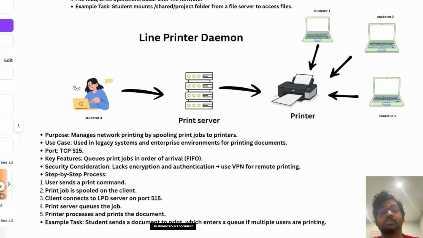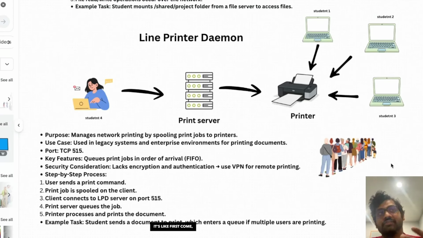So student 4's document will be printed after the earlier jobs are completed. This process follows a queue system that works on a first come, first served basis. So basically it's like a queue. If you send the request first, you will get the document first. So that's how this process works.